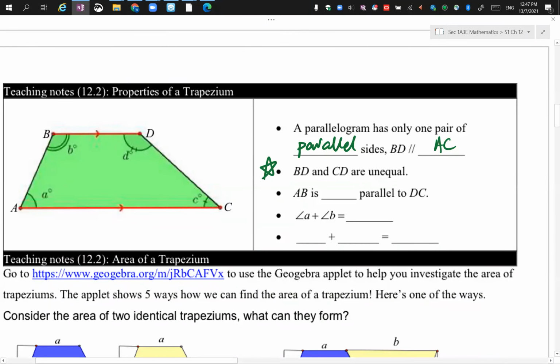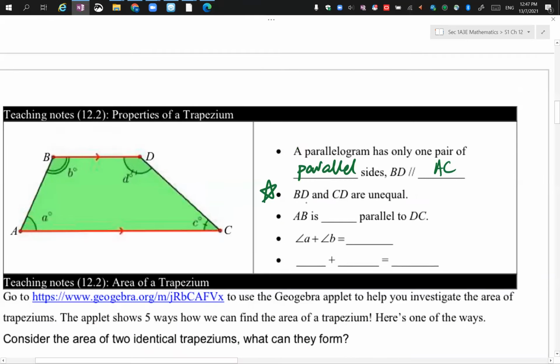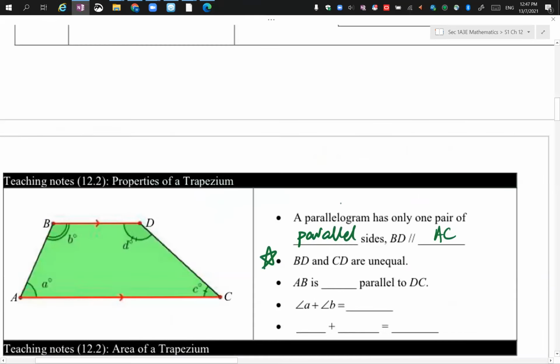Can you imagine what happens when we only have one pair of parallel sides, but they are the same length? What's going to happen? What shape will you get? You see, in the definition, oh no, it's a wrong word. This should be trapezium. Okay, please change it.